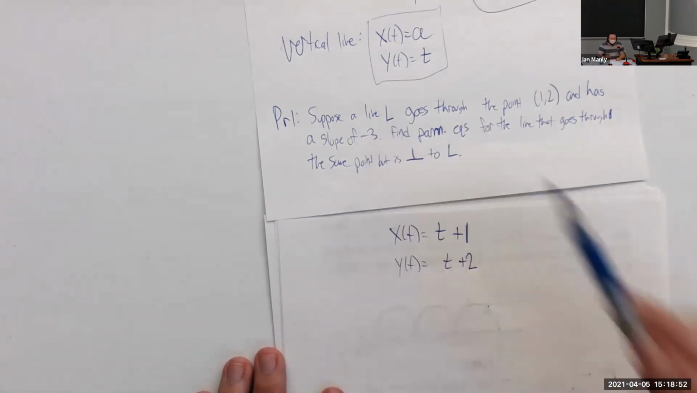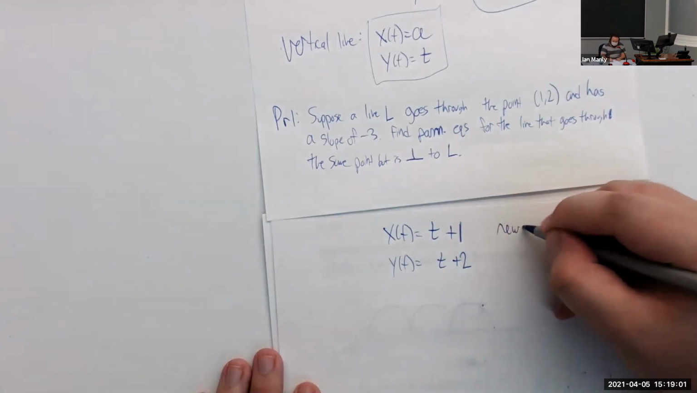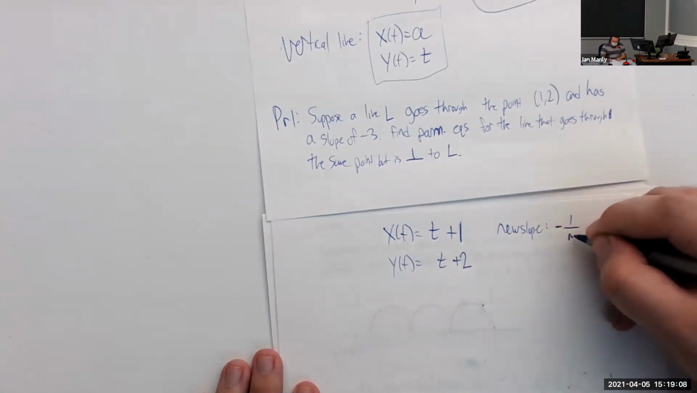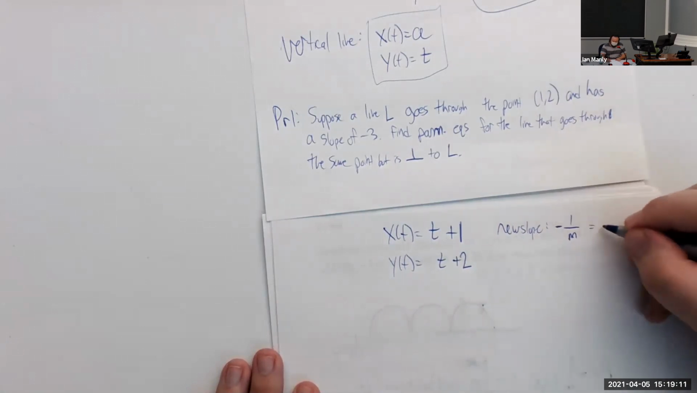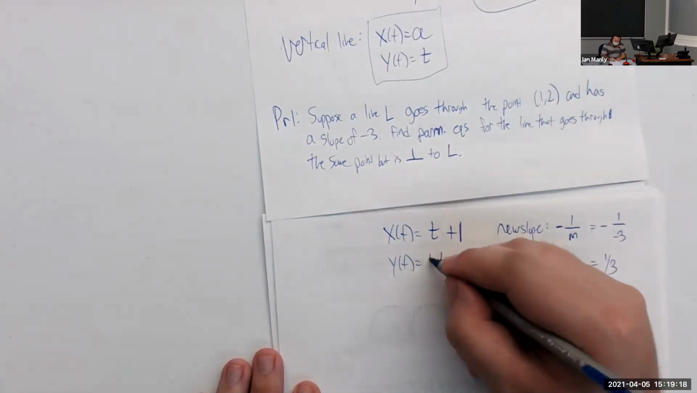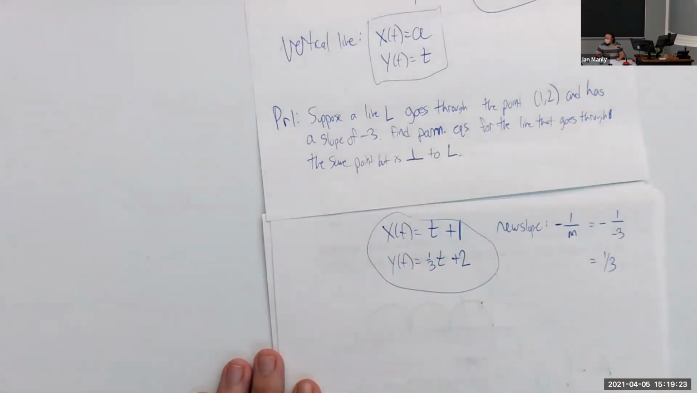Well, the slope of the original line was -3, but we want something that is perpendicular to the line of slope -3. So if you ever want the slope of a perpendicular line, our new slope will be -1 over the old slope. So if we do -1 over -3, we end up getting 1/3 for our new slope. So this is going to be our set of parametric equations for this line right here.